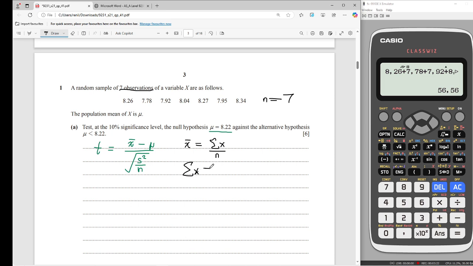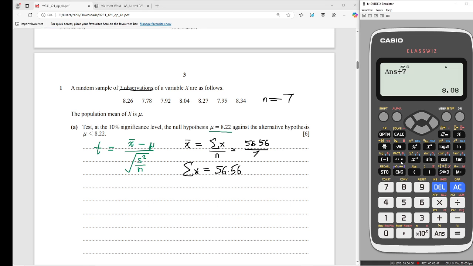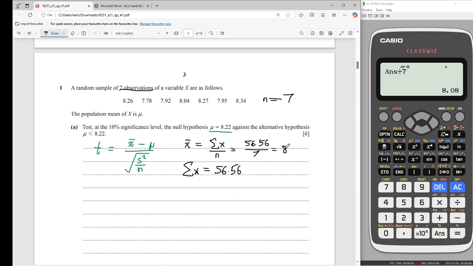Okay, so let's just state our sum of x values, and this is going to prove useful to find S2 as well. 56.56. Now that we have this, 56.56, which is the sum of x, it should be divided by n. N is the sample size, which we've declared as 7 as stated in the question, and so all we need to do is divide this value by 7, which is equal to 8.08. So 8.08 is our sample mean. Let's just write that down here.